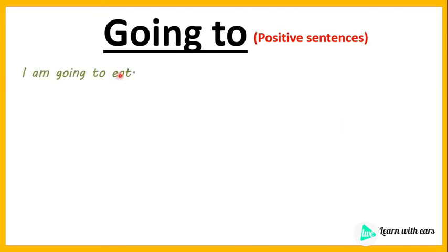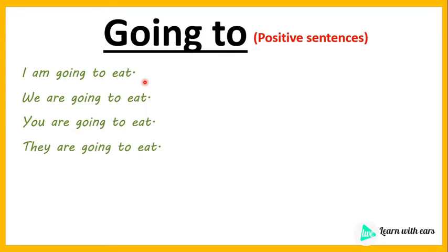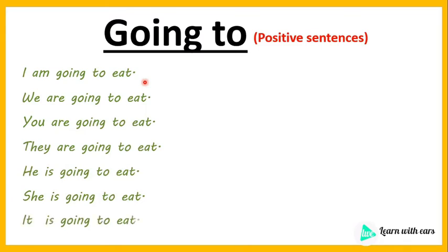So here the first sentence is, I am going to eat. We are going to eat. You are going to eat. They are going to eat. He is going to eat. She is going to eat. And it is going to eat. Now here we can see these are subjects: I, we, you, they, he, she, and it.